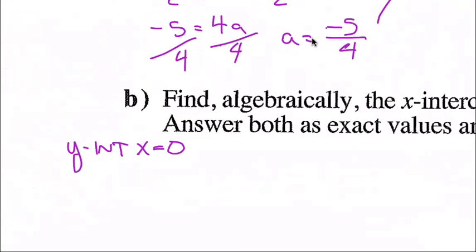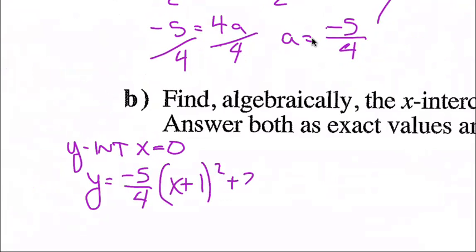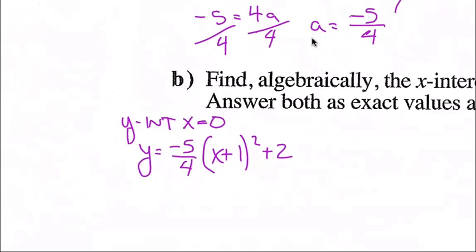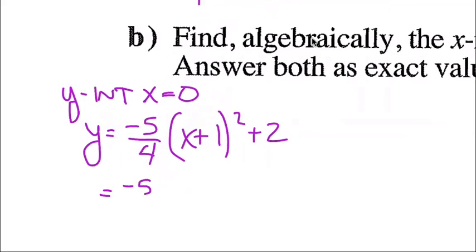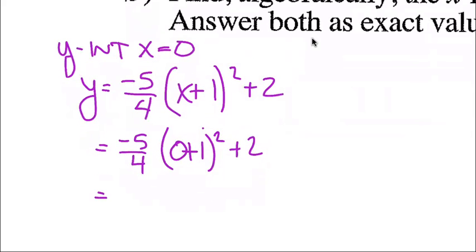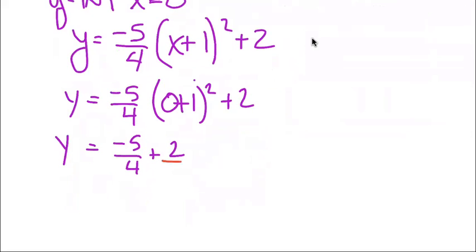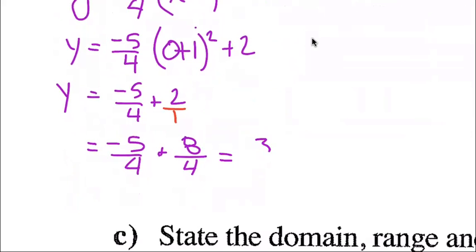I'm going to take the equation that we just developed. y is equal to negative 5 over 4 bracket x plus 1 squared plus 2. Just double check, make sure that's correct. Looks right to me. And I'm going to substitute in a 0 for x. Negative 5 over 4, 0 plus 1 squared plus 2. 0 plus 1 is 1, 1 squared is 1. So this is just negative 5 over 4 plus 2. Remember, if you're adding fractions, you need a common denominator. This is over 1. So this becomes negative 5 over 4 plus 8 over 4. Adding across the top gives us 3 over 4. 3 over 4 would be your intercept.